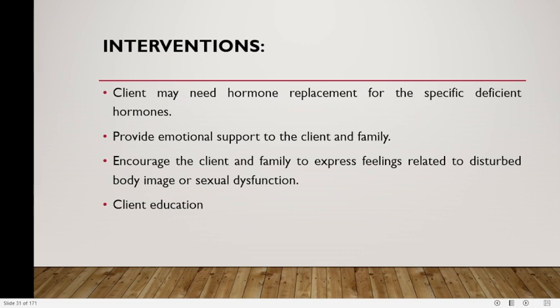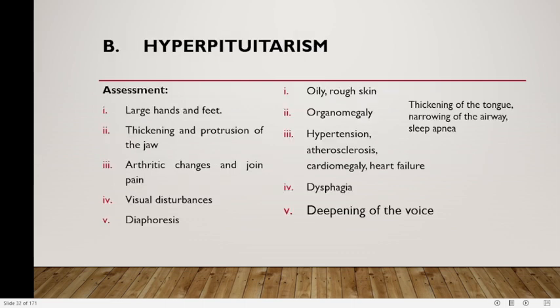Clients may need hormonal replacement for specific deficient hormones. Remember, we have said that for the pituitary gland, at least we have 8 hormones produced by the anterior and 2 stored by the posterior. So we need to provide emotional support to the client and the family. We need to encourage the client and family to express feelings related to disturbed body image or sexual dysfunction. Lastly, we need to provide client education.